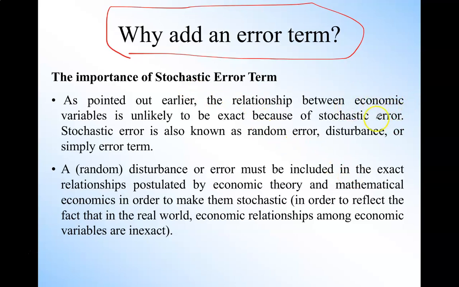Because economic variables are unlikely to be exact, so there is a stochastic error. That's why we put the stochastic error inside there, so that it can represent something that is not the exact relationship. For example, people ask, some of your friends, your family members, your parents, in fact, maybe ask you, what is going to be the forecast for next year's economy, or this year's economy 2021? Can you answer it specifically?